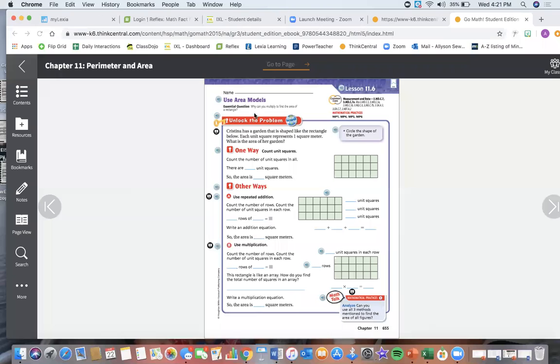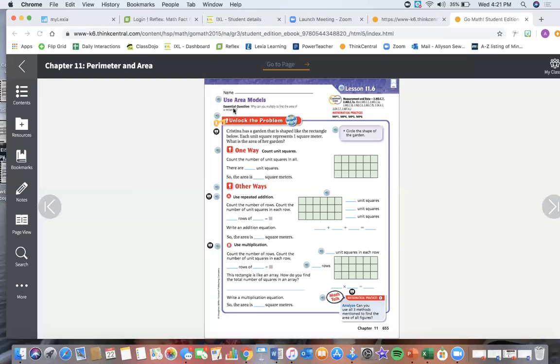So we are going to be using area models and finding these areas using 3 different ways. So the essential question is, why can you multiply to find the area of a rectangle? All right, remember, you can do this. You're capable of doing these hard things. You got this.